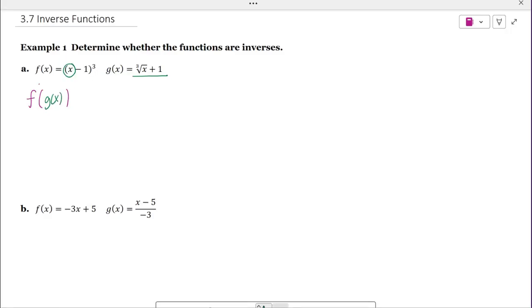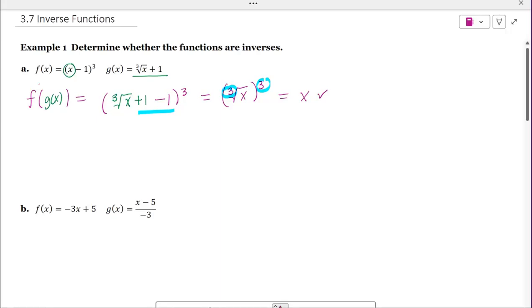So let's see if I do that. I'll have function g is the cube root of x plus 1, and then I will be subtracting 1 off of that and cubing that whole quantity. Well, the plus 1 and the minus 1 are going to zero out, so then we'll have the cube root of x cubed, and then this cube root and the cube here are also going to cancel each other out, and we'll just end up with x.